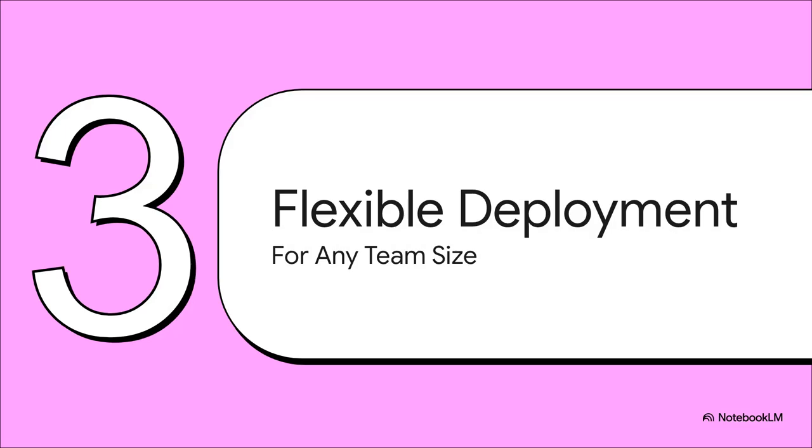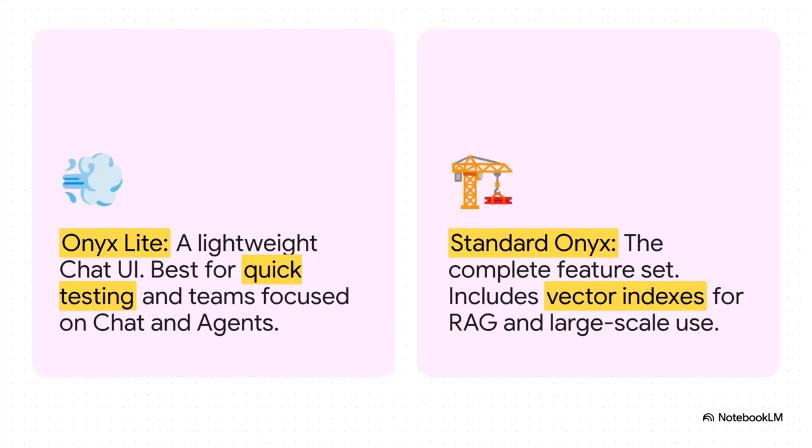So, all this power sounds incredible, right? But you're probably wondering, how does this actually fit into my workflow? Well, let's look at deployment, because Onyx is built to be super flexible for teams of pretty much any size. The platform really comes in two main flavors. You've got Onyx Lite, which is this super lightweight chat UI that's perfect for quick tests or for teams that are mostly just focused on the chat and agent stuff.